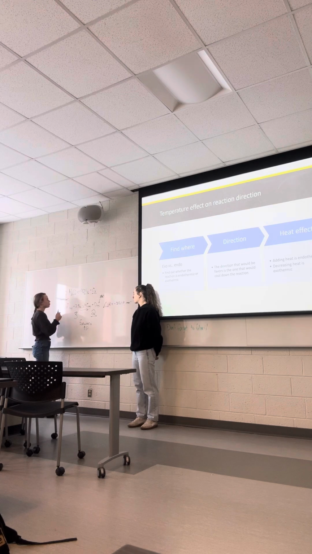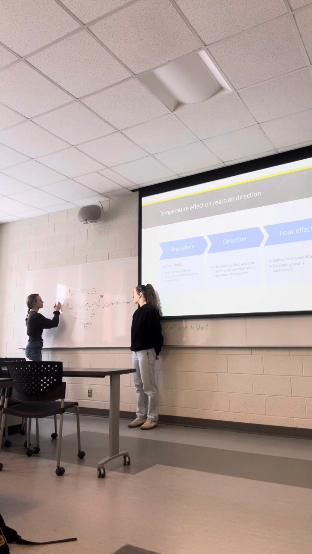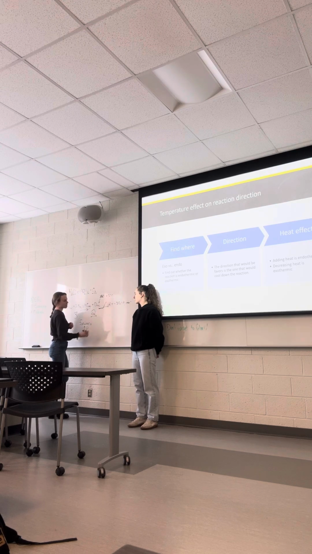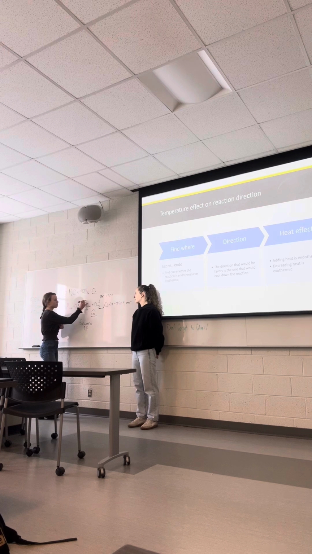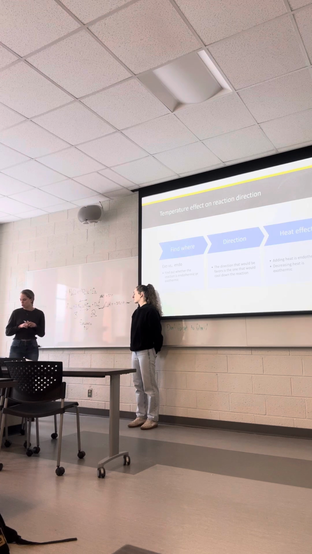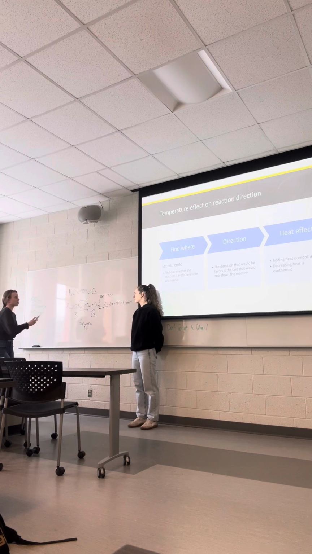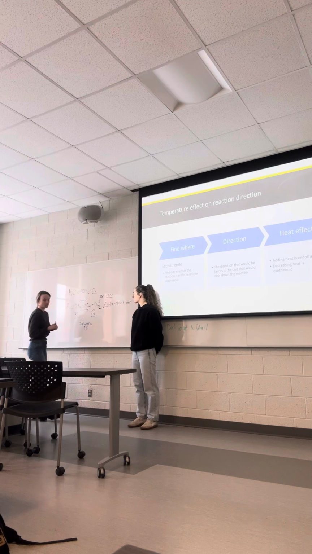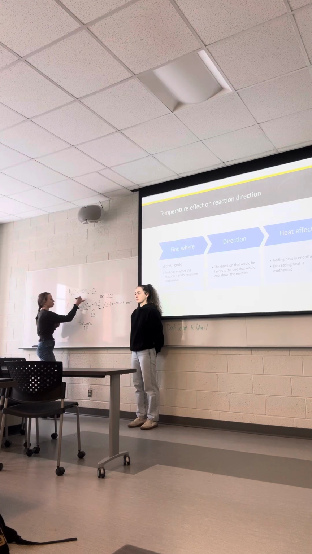But if we had removed heat, which means we've added more heat here, that means there's too much heat on this side, meaning that we favor this direction. So when we decrease the heat, since I added it on this side, we have decreased the heat, we favor the exothermic direction.